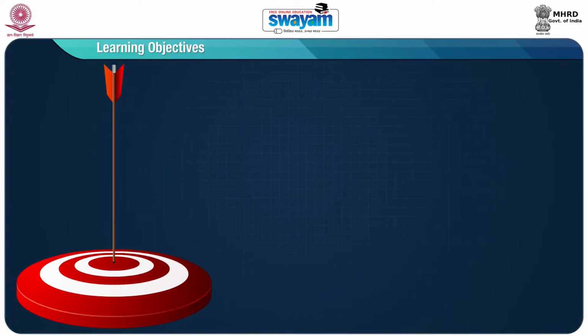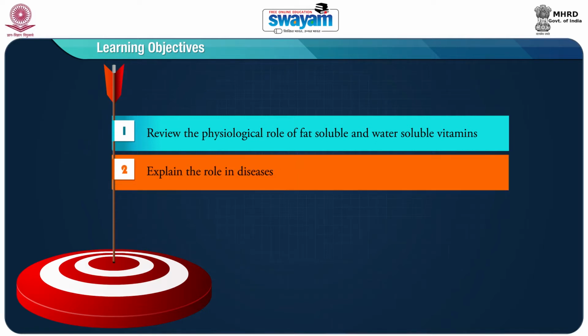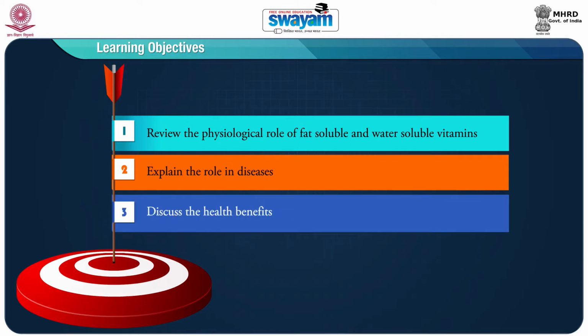The objectives of this module are: after studying the module, the learner shall be able to review the physiological role of fat soluble and water soluble vitamins, explain the role in diseases and discuss the health benefits.